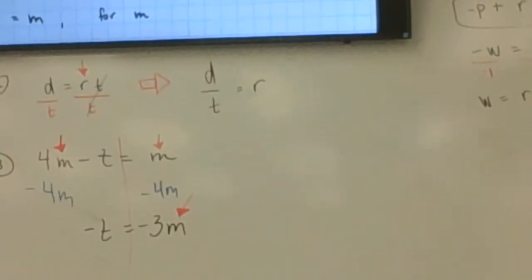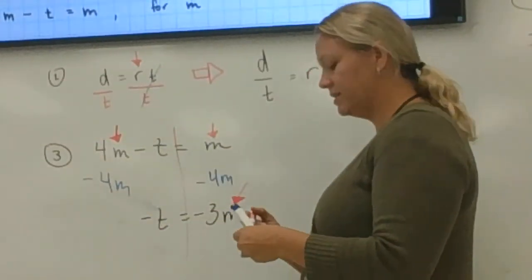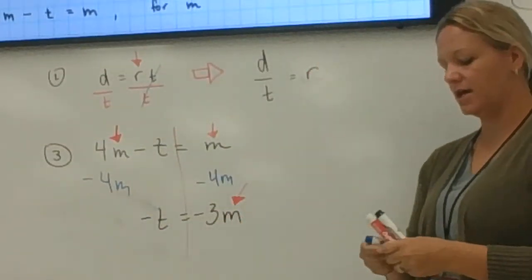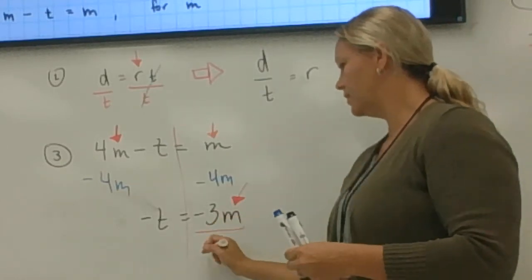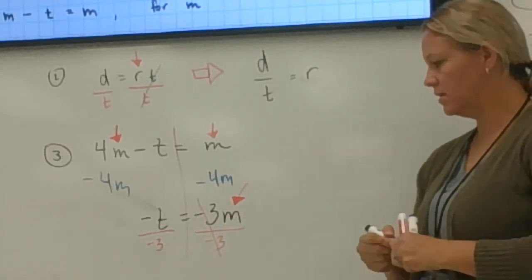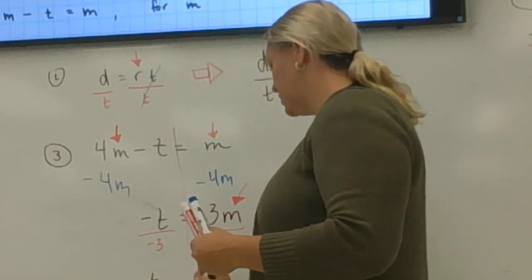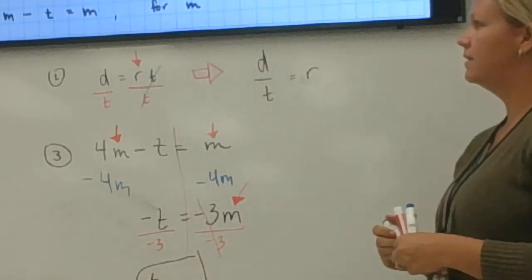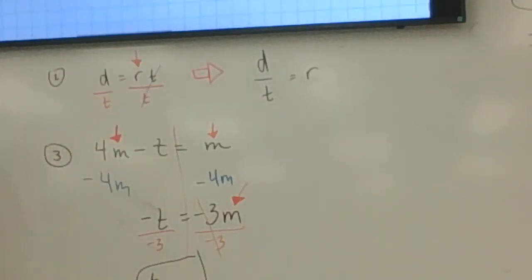Benjamin, last step. Yeah, so still just trying to get this M alone. If we divide by -3, we'll end up with positive T over 3 is M. Last 2.